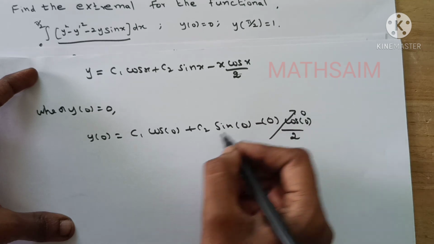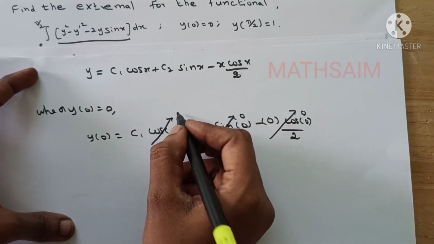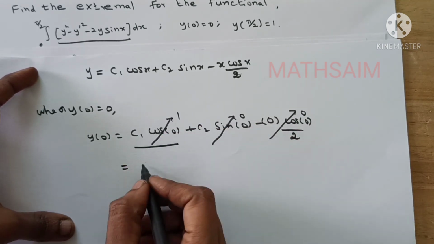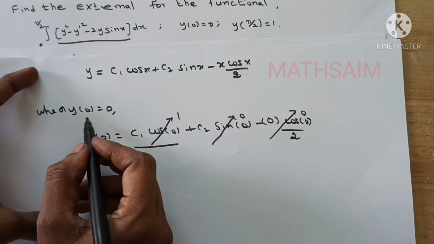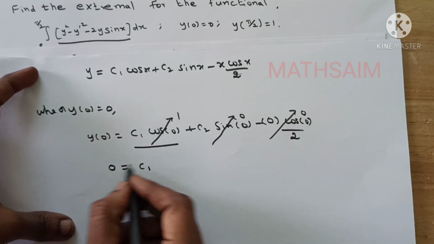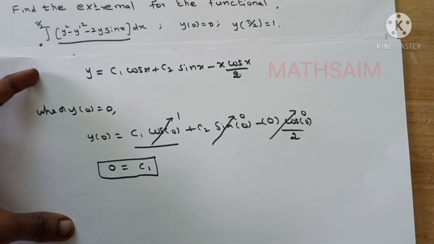So this will be 0. Sin 0 is also 0, but cos 0 is 1. So we get only the term c1 into 1. But y of 0 is 0, so we got the c1 value, that is 0.